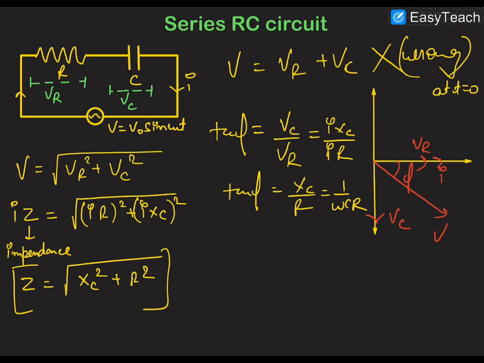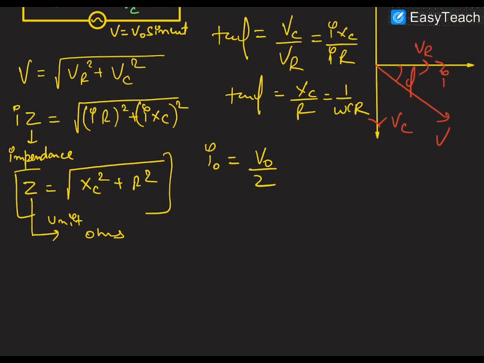We can also find out the peak value of current. So I naught will be V naught by Z. The unit of Z will be ohms, because it is resistance only, but it is termed differently here. In the place of resistance, we'll be using this Z in the combined circuits. So I naught will be V naught by Z, and the current will be equal to V naught by Z, sine omega t.